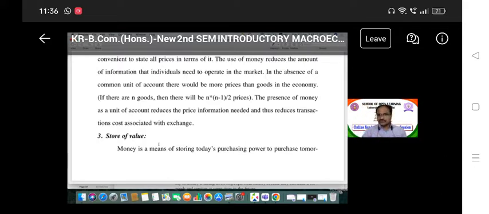So money plays a role as a unit of account. It shows that each and every good has that much price, that is what we are discussing, okay. So money is sometimes used as a unit of account.